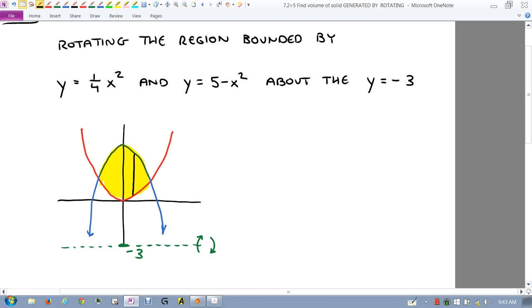Going to draw my rectangle. I'm going to come out to the side, make sure I represent my x-axis, my axis of rotation. Here's my rectangle. I have the blue on top, the red on bottom. We okay with that?